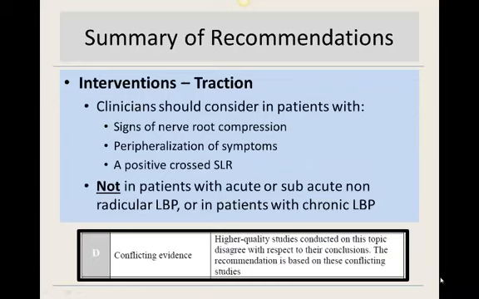Traction has typically been an intervention that causes some controversy among physical therapists, and it's with conflicting evidence that traction is recommended. It is not recommended with patients with acute or subacute non-radicular low back pain. If mechanical traction is used, it should typically be used when there are signs of nerve root compression or if there is peripheralization of symptoms or a positive cross straight leg raise.